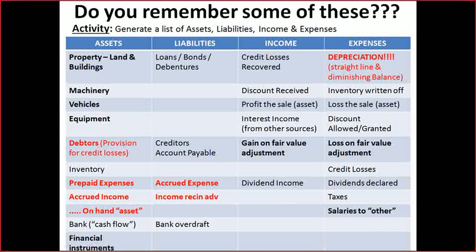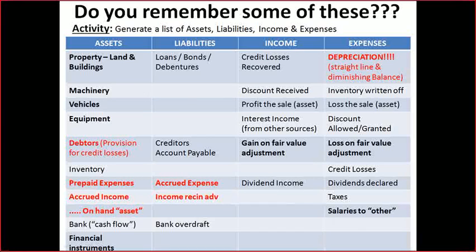Okay, so debtors we know has a separate calculation because of the credit losses. The adjustments we know has a calculation because you need to look at timing. Okay, you need to look at the 12 months. Depreciation we know has a calculation because you've either got straight line or diminishing balance.